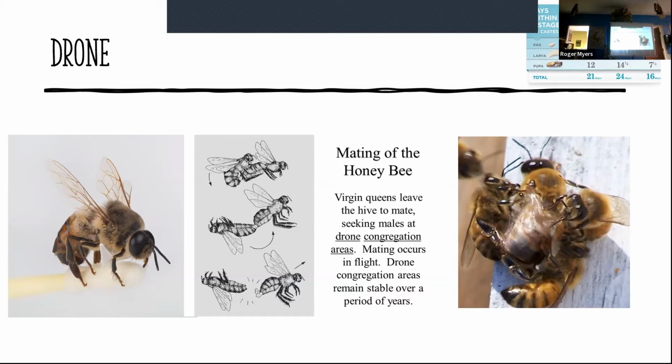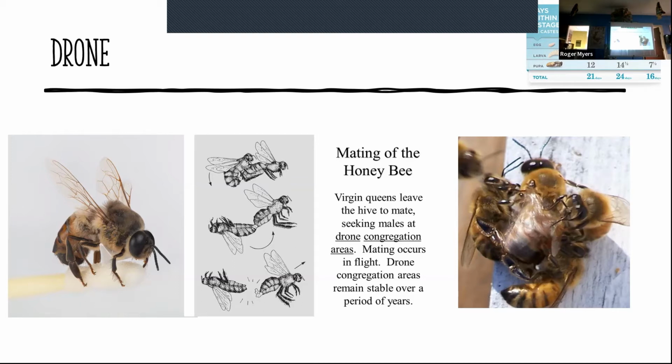Yep. So what drones do when times are good in bee season, they actually will go out to what we call drone congregation areas where there's a bunch of different drones hanging out. They'll hang out there for a while and they'll come back to the hive, get some food. They get fed by the worker bees, go back out, and that's their life. That's what they do. And what they're doing at this drone congregation area is they're looking for a virgin queen.